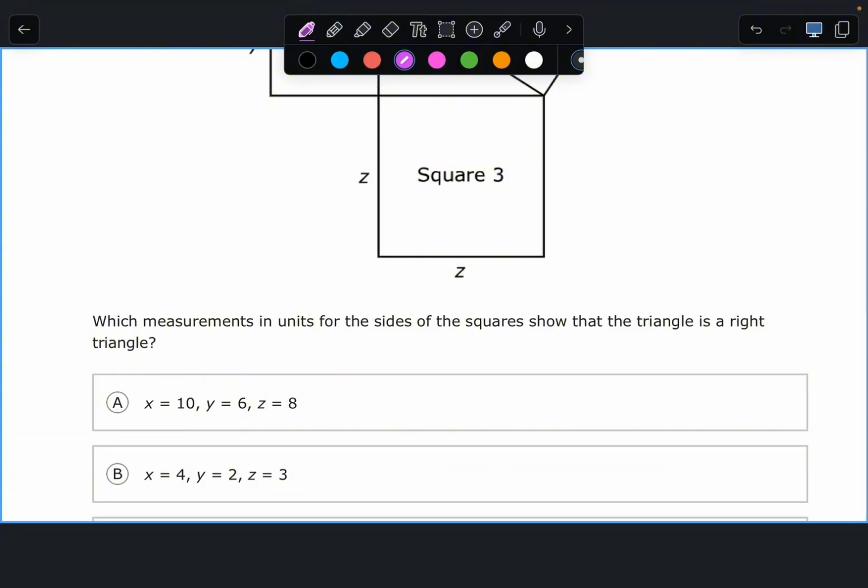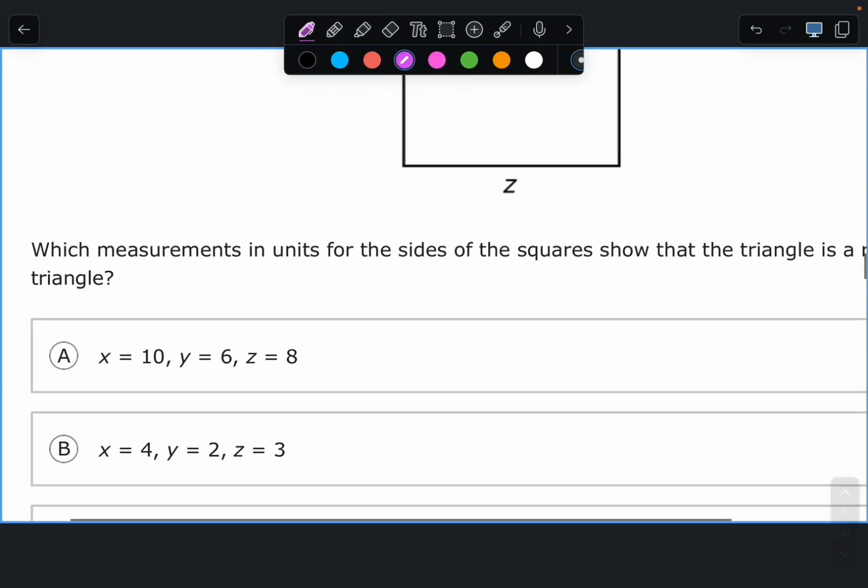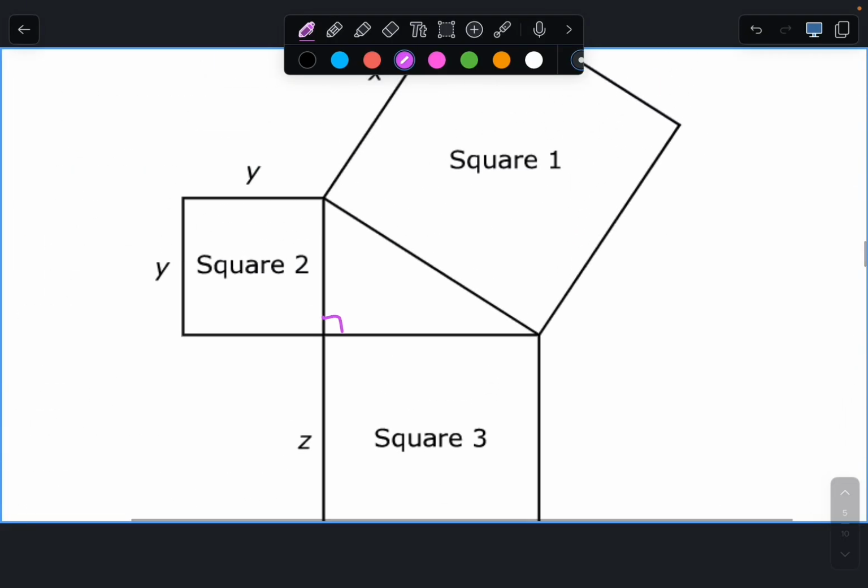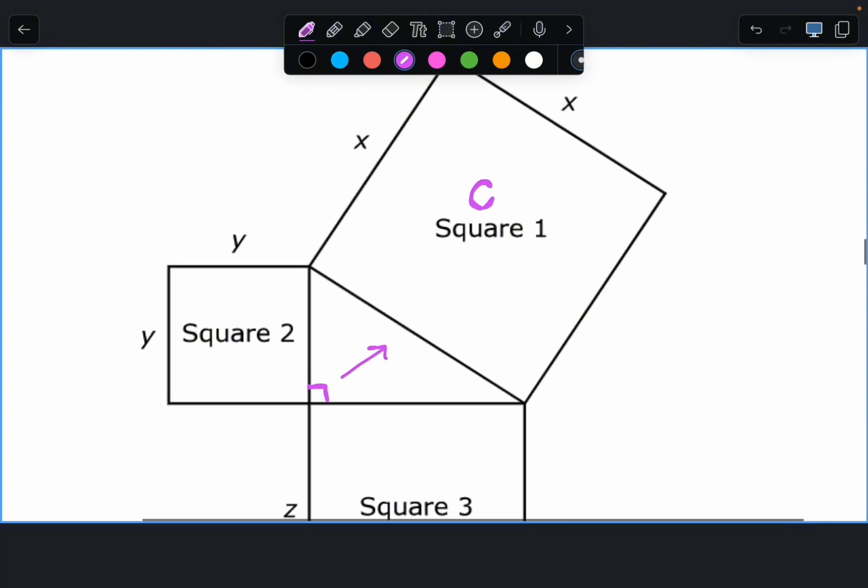They want us to find what? Which measurement in units for the size of squares shows that it is a right triangle? Okay. So, we know that the right angle is right here, correct? That's my perfect corner. So that means square one is technically C. What else do we know about side C? C is the hypotenuse.